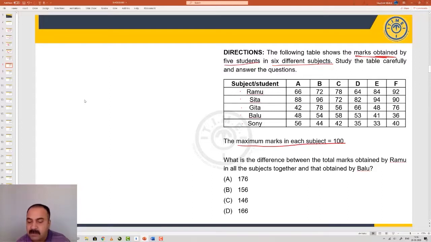Now the individual questions. What is the difference between total marks by Ram in all subjects together and that obtained by Balu? So that would mean what? The same thing that you were doing for the previous person. That means total marks in all subjects together. So total marks in all subjects together by Ram. So I'll have to add up horizontally all the subjects together. A, B, C, D, E, F. What is the marks that Ram has scored? Same thing I will do for Balu. So A, B, C, D, E, F. What are the marks Balu has scored? So we'll add up these numbers.